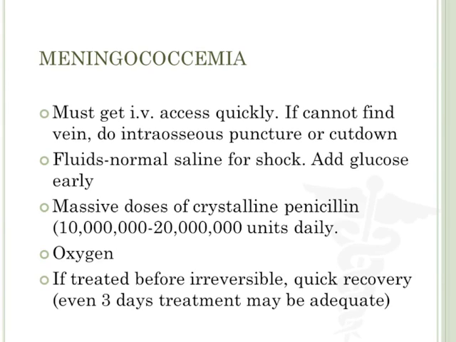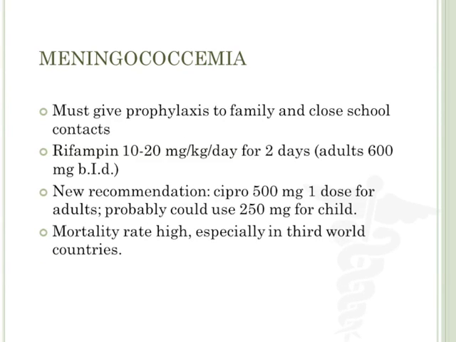Again, it's very, very contagious. Goes around in epidemics. We used to use rifampin for prophylaxis, and there's a dose for that, and that's still fine. It's not always readily available, a little bit expensive. But we found out that Cipro works quite well, and now that we've realized we can give Cipro to young children as well as adults, by the adult recommendation 500 for one dose, or for kids 250 for one dose, it's good prophylaxis.